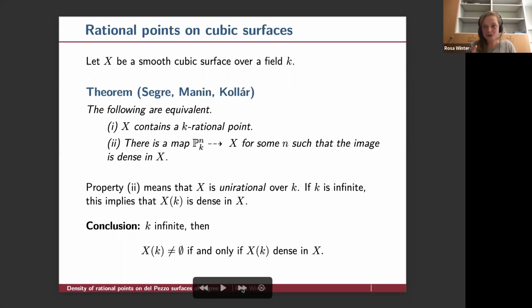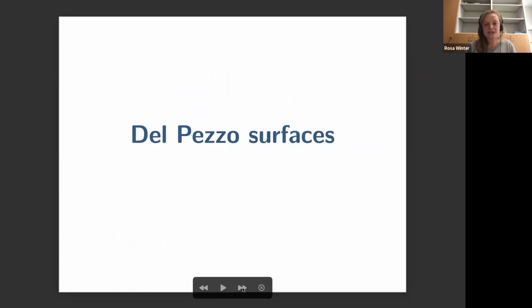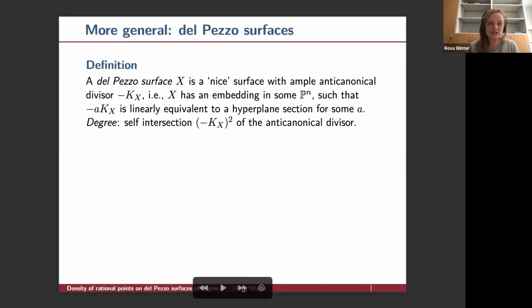So this was the geometry and the rational points on cubic surfaces that I wanted to show as an example, and we're trying to generalize this to Del Pezzo surfaces. So what are Del Pezzo surfaces? A Del Pezzo surface is a nice surface which is smooth, projective, and geometrically integral with an ample anticanonical divisor, which means that there's some embedding in some projective space of our surface, and under this embedding, some multiple of the anticanonical divisor is linearly equivalent to a hyperplane section.